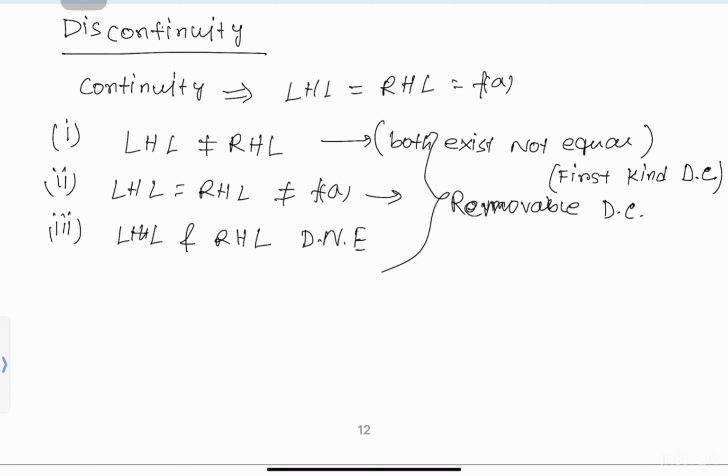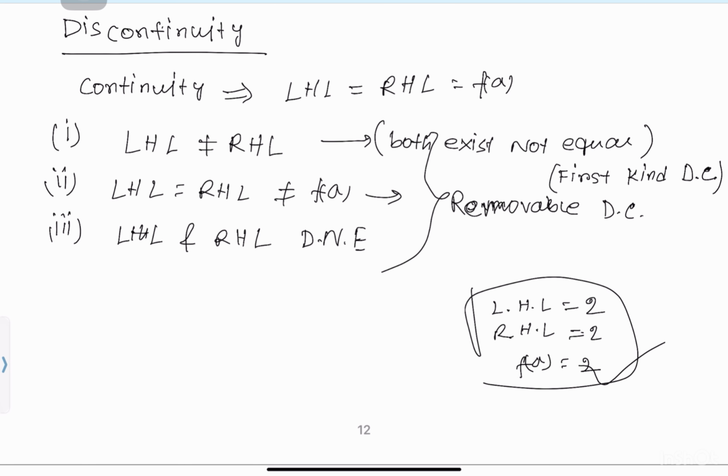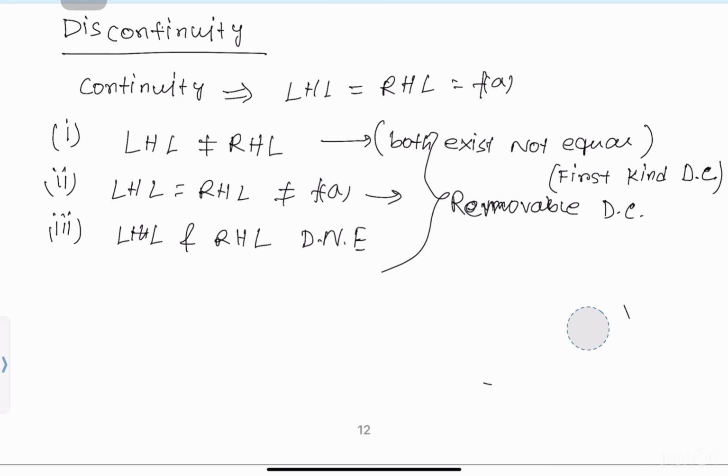They define it this way: if I change the value of f of a. Assume the left hand limit is equal to 2 and the right hand limit is also equal to 2, but the corresponding functional value is 3. So this is a discontinuity because 3 is not equal to 2, but I can redefine it. If I define f of a equal to 2, then the function is continuous. That's why this type of discontinuity is called removable. That means you can remove it and redefine it.